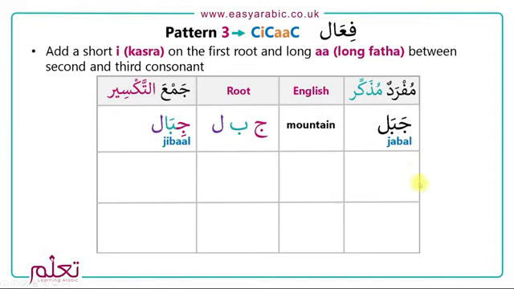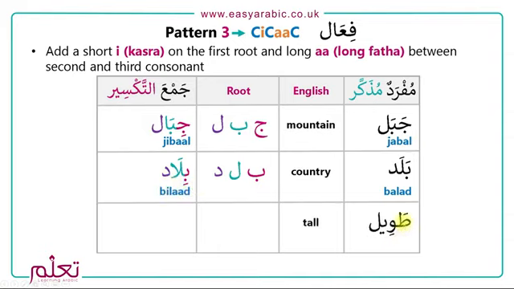Next one, we have balad, which is country. So we have ba, lam and dal. Here we're going to do ba with the kasra, it becomes bi. Lam with the fatha, bila. Then we put the alif and then the dal. So it becomes bilad, bilad, which is countries.